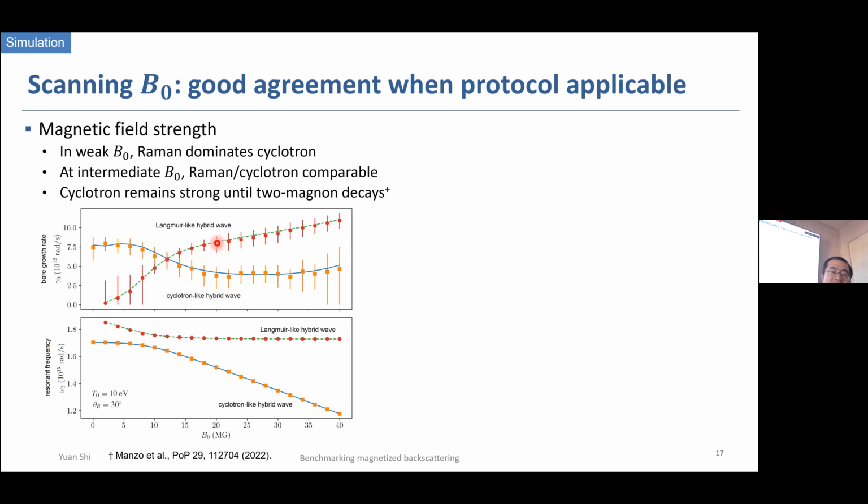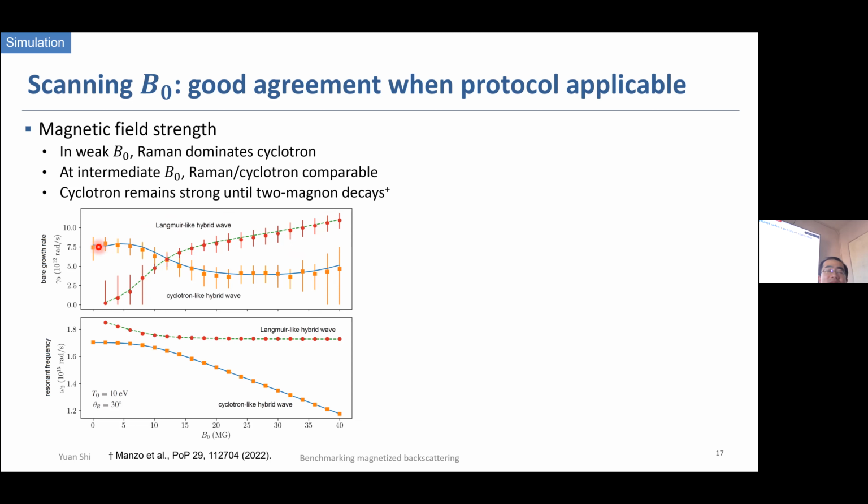As you keep on ramping up your B field, this branch becomes the Langmuir-like wave, right? So the way I remember it is the upper part is always Langmuir-like. The bottom part is always cyclotron-like. Right, so now, if you have a magnetic field this large, then the Raman scattering becomes larger than your unmagnetized Raman.